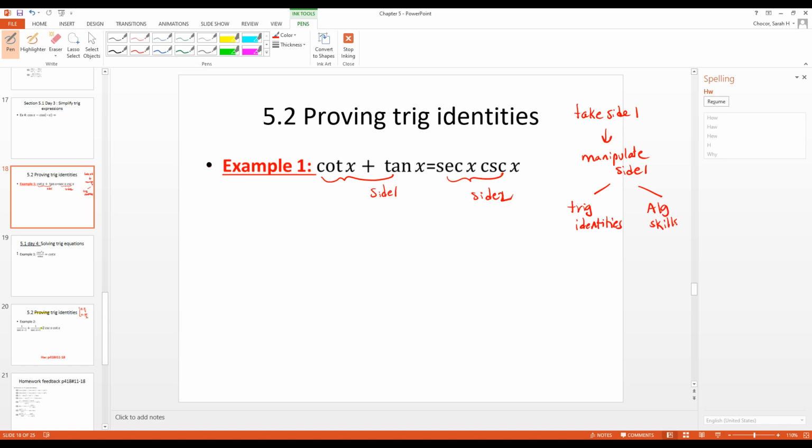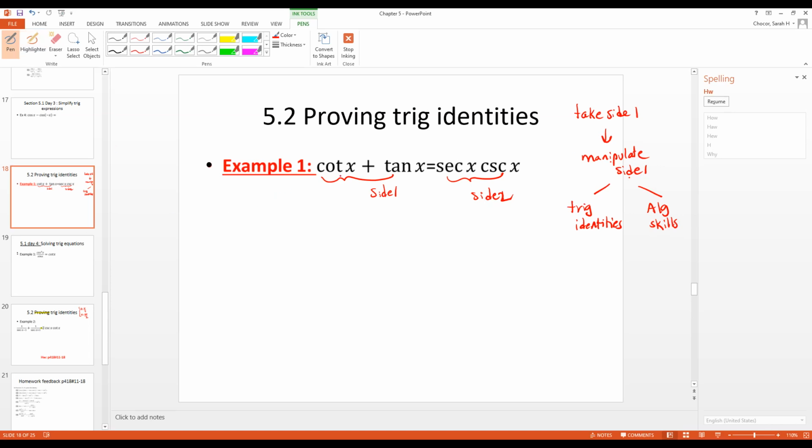And this is going to be very important. And when I say algebra skills, we're talking about making a common denominator, adding fractions, factoring, distributing, and so many other things. Now, each example is going to give you a different set of algebra skills that you need to use. You got to keep that in mind. Now, we're going to start with example 1.